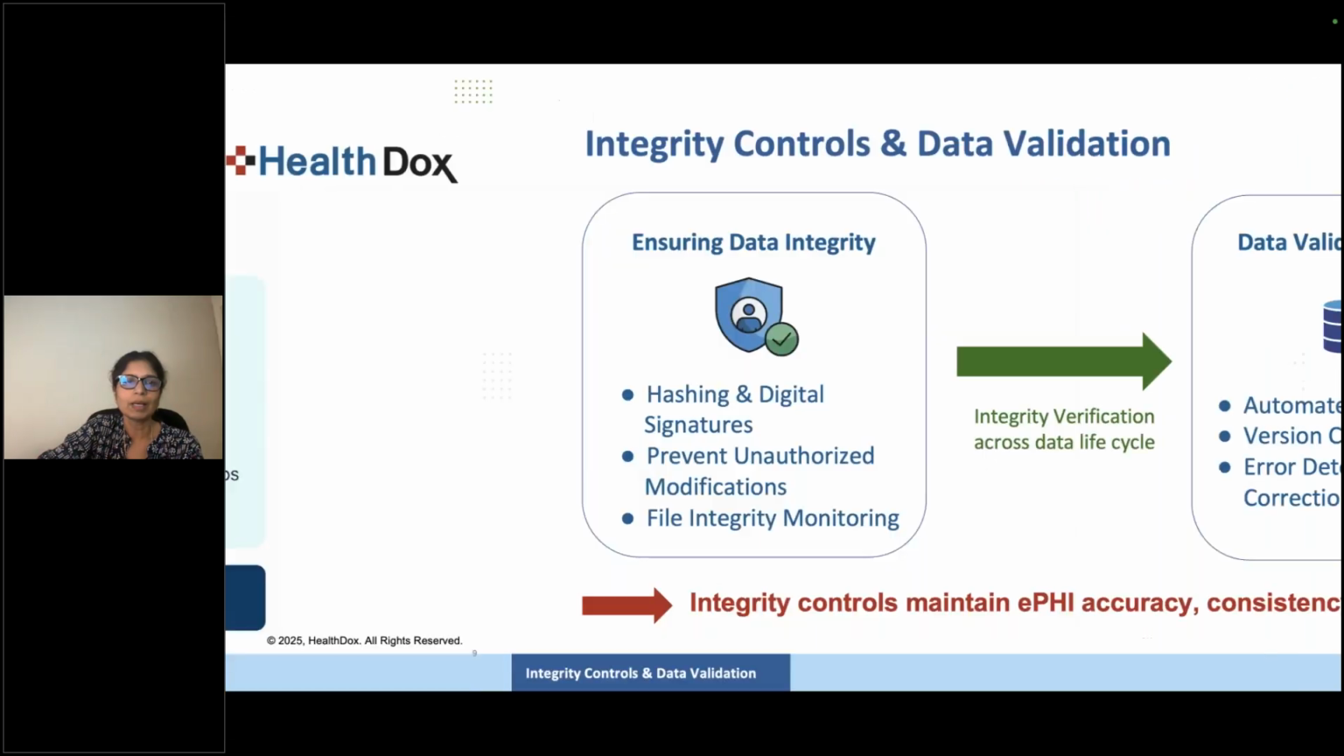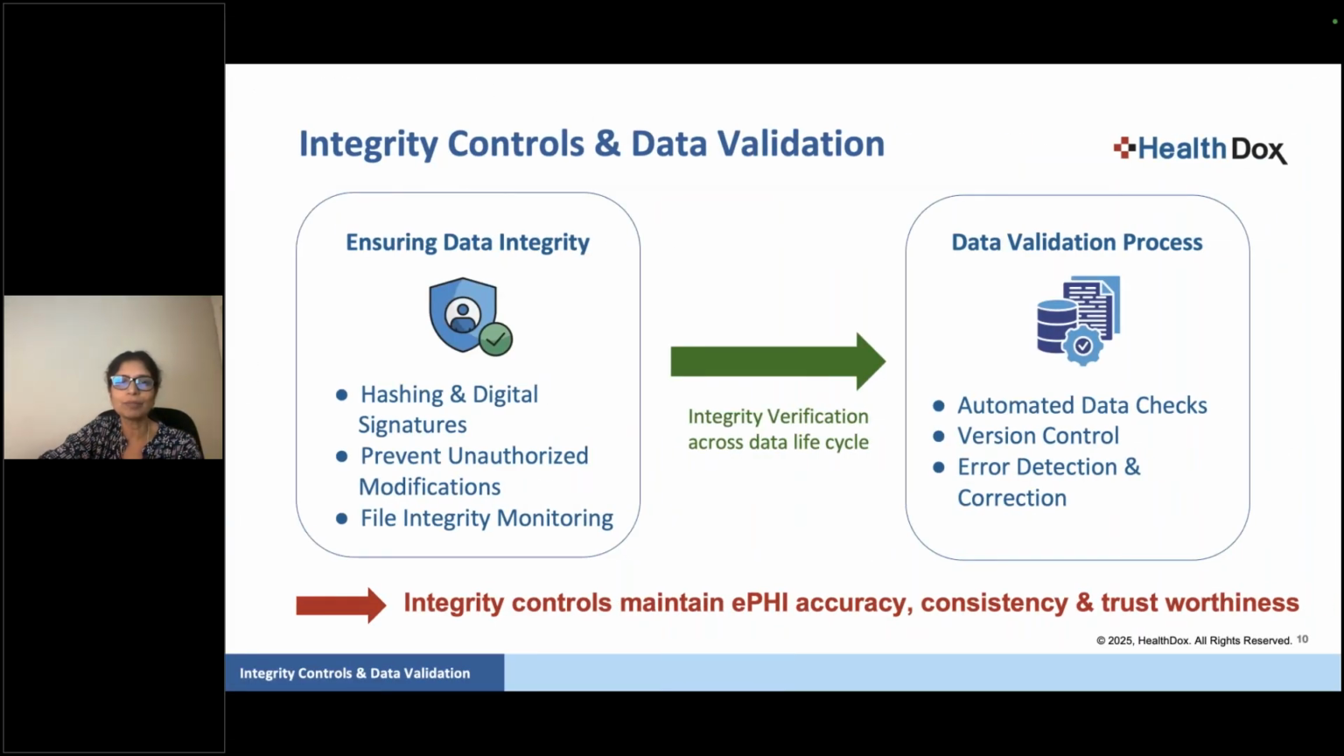So we saw that OCR enforcements all highlight these issues, right? And taking care of the next one, integrity controls and data validation. This is about making sure that electronic health data isn't altered or tampered with, either accidentally or maliciously. HIPAA requires organizations to put mechanisms in place so that the ePHI stays accurate, consistent, and trustworthy throughout its life cycle, right?